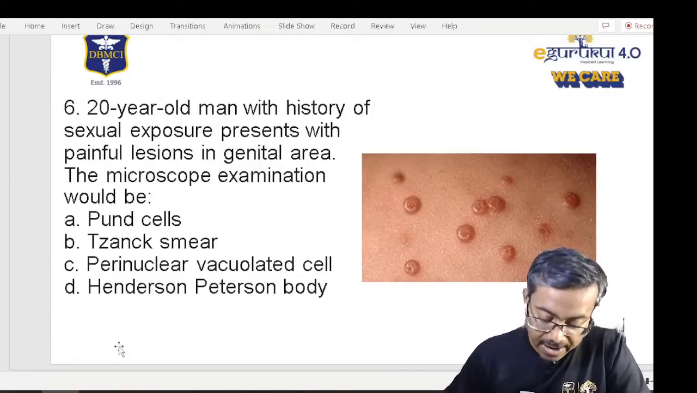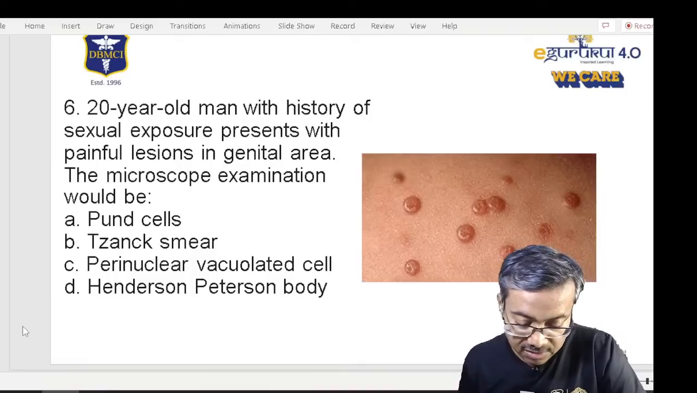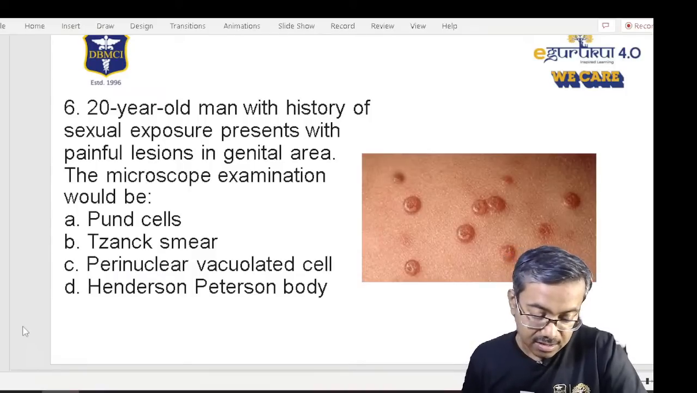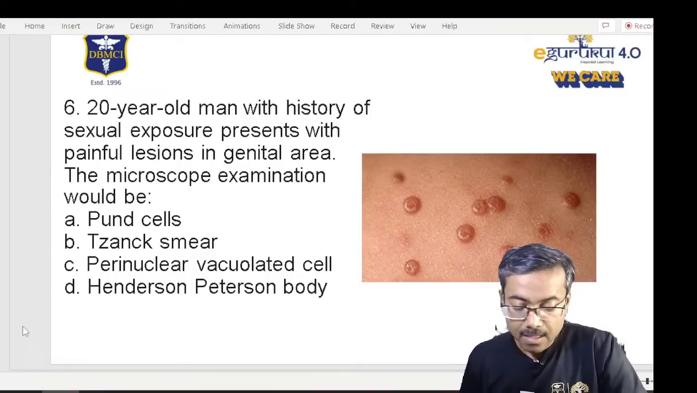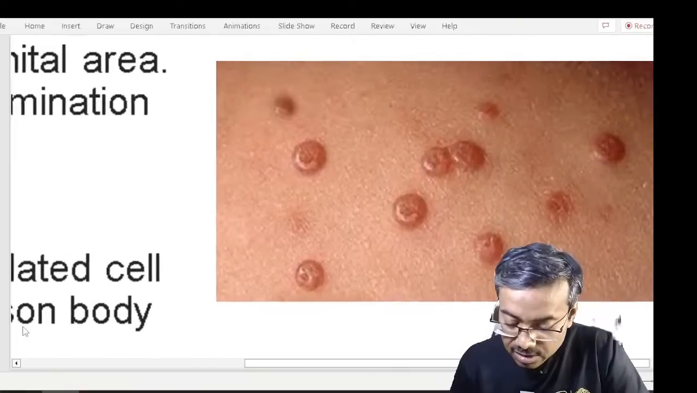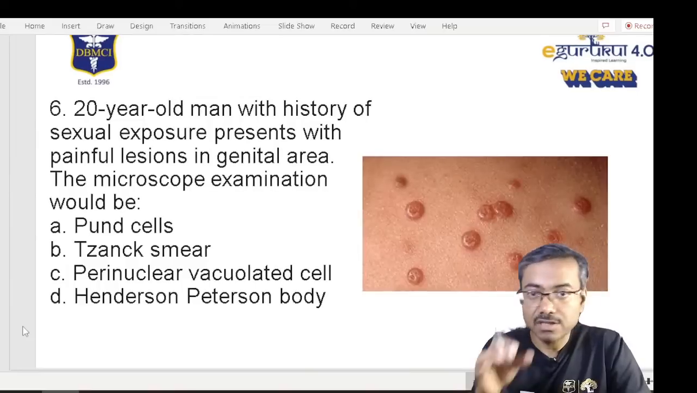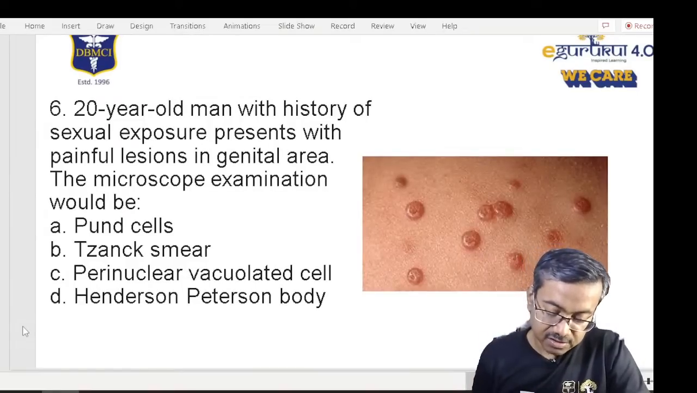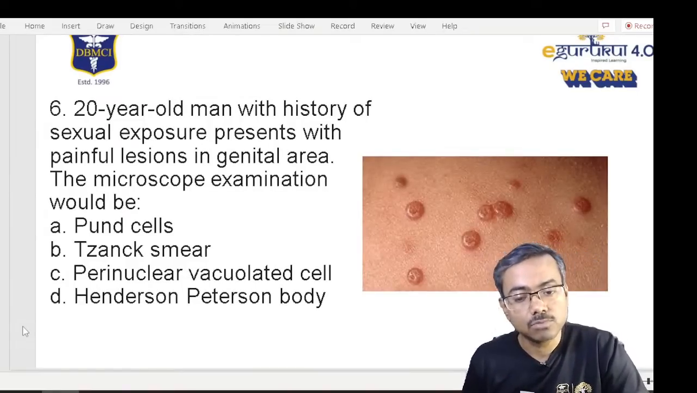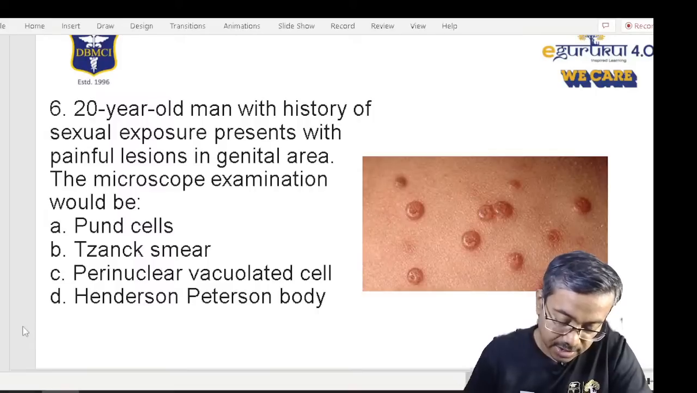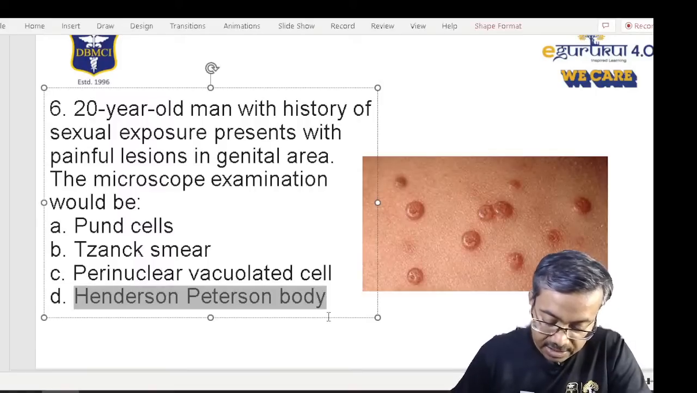Okay, sixth now. A 20-year-old man with history of sexual exposure presents with painful lesion in the genital areas. The microscopic examination would be. Now, this image is of a molluscum. Can you see this molluscum? Papular lesions with a bit of dip in the center. So obviously, this will be Henderson-Patterson body. Okay, Henderson-Patterson body. And obviously, we have done this multiple times again.